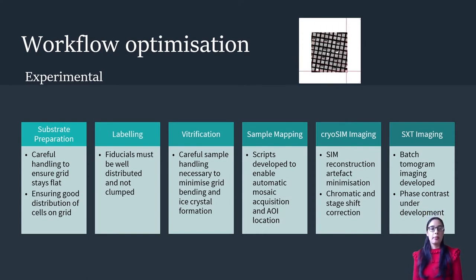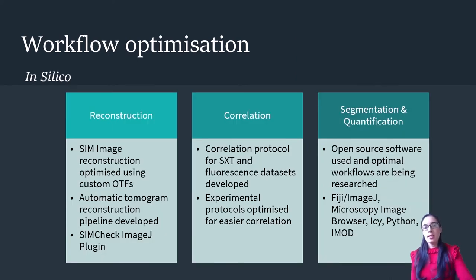We're also using open source software for chromatic shift and stage shift correction, and we've also recently developed batch tomogram imaging, where we can allow the tomograms to be collected automatically by just selecting some areas on the X-ray mosaic images. On the in silico side, we have also optimized the reconstruction of the SIM images.